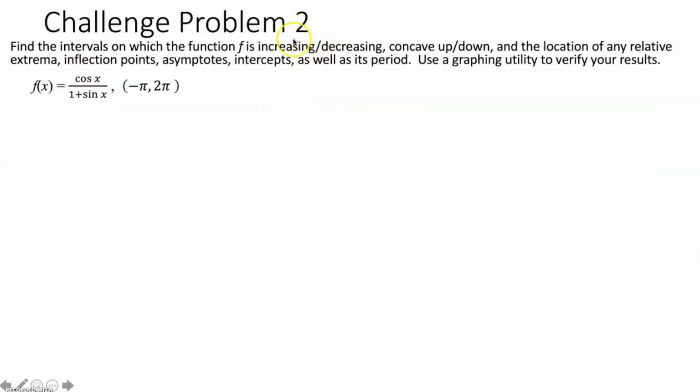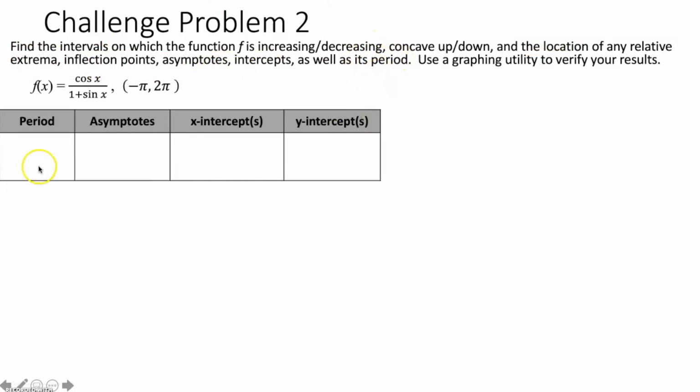Now that we've figured out where the function is increasing or decreasing, concave up, concave down, the location of any relative extrema, and inflection points, we need to figure out the asymptotes, the intercepts, as well as its period this time. So let's start with the period.